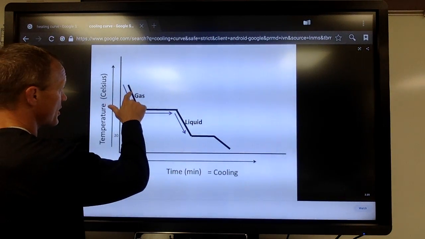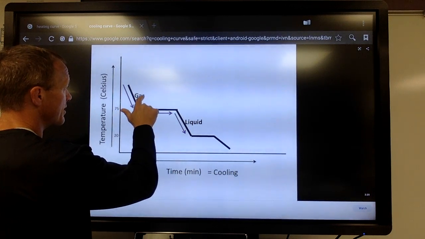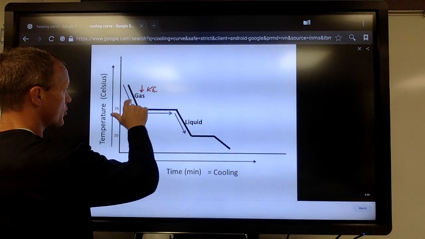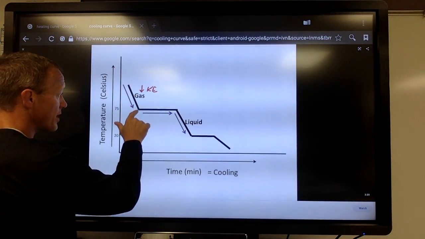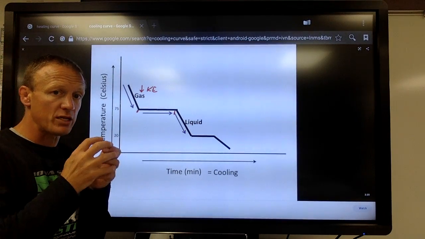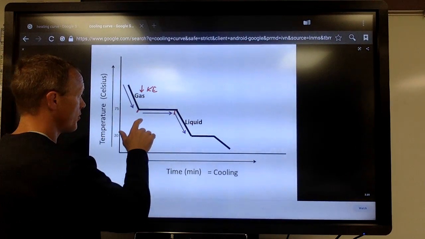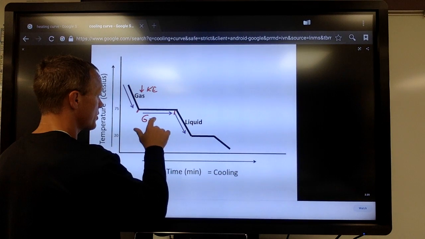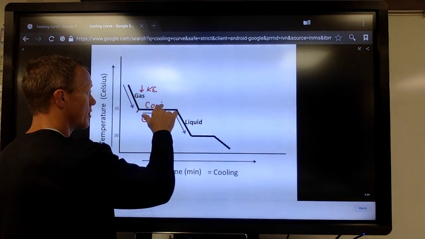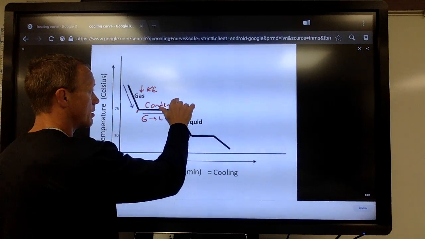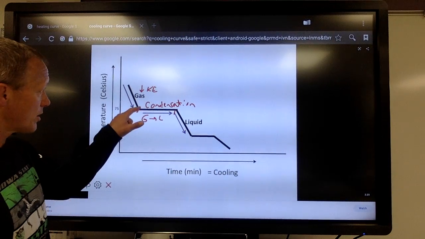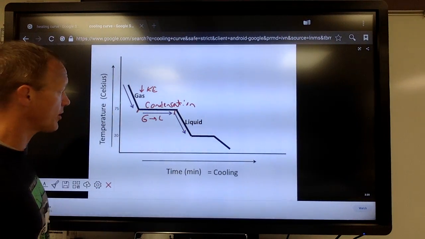So right here, the gas is getting colder. That's a decrease in kinetic energy. Molecules are moving closer together. Once you get to right here, those gas molecules are getting close enough together, they're starting to turn into liquids. So this would be some gas molecules and some liquid molecules. Okay, so that would be condensation. Again, you would be decreasing potential energy there.